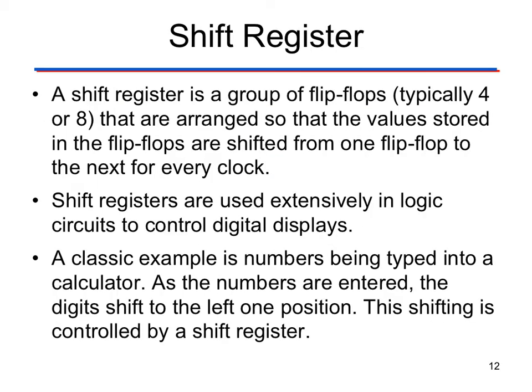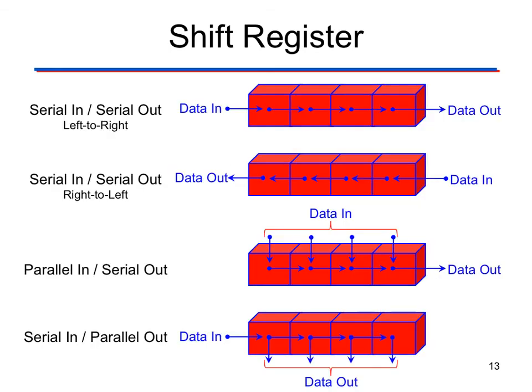Okay, shift register. It's basically a group of flip-flops, usually 4 or 8, and it's arranged so the values stored in the flip-flops are shifted from one flip-flop to the next on every clock pulse. Okay, shift registers are used extensively in digital displays. Think of a calculator. As you type numbers in a calculator, the numbers shift over. This is done by a shift register. All right, shift registers. This may not make a whole lot of sense right now, but eventually it will.